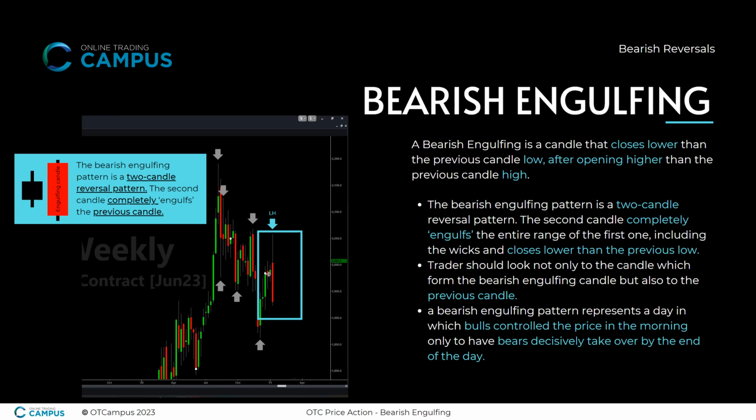That's very important here. A bearish engulfing pattern represents a day in which bulls controlled the price in the morning, only to have it very decisively taken over by the end of the day. It means we moved first higher, the bulls are in the game, we moved higher above the previous high, look, very bullish, and then at the end of the day, by the way, end of the week, it depends on the time frame, boom, we got a huge drop. That is the bearish engulfing.